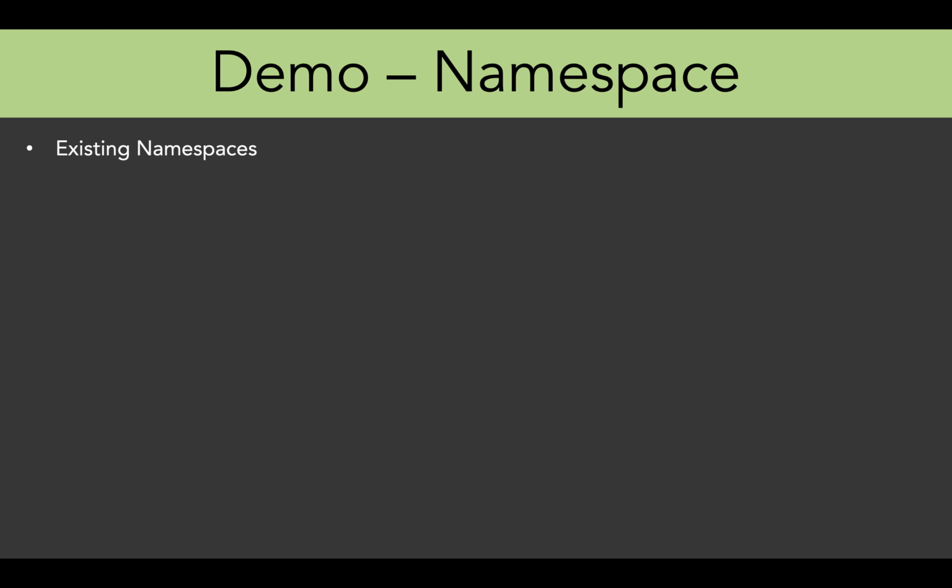So we already have a cluster up and running with one master and one worker. Let's see if we have any existing namespaces or not. So the first thing in the demo, we want to see if we have any existing namespaces in our cluster.